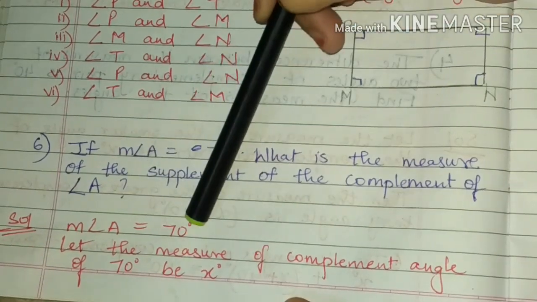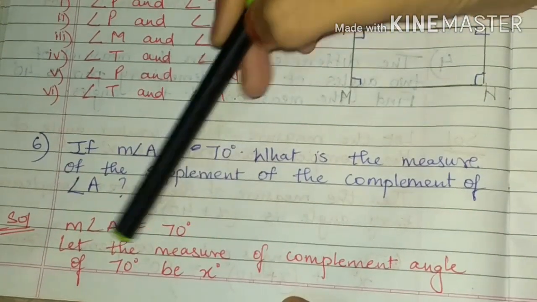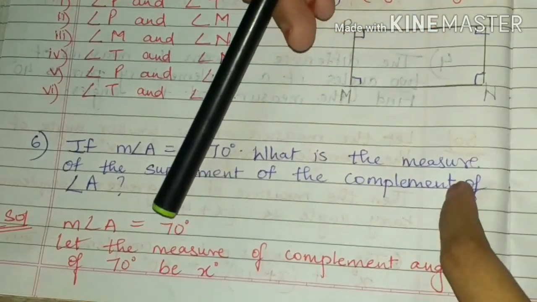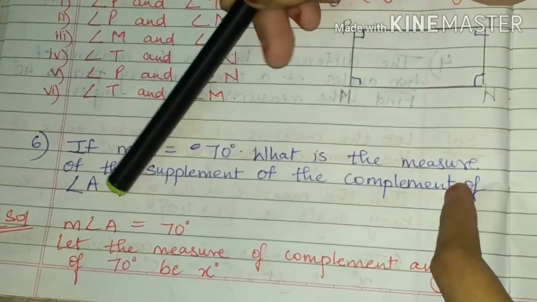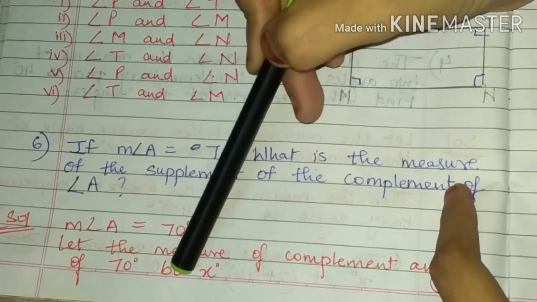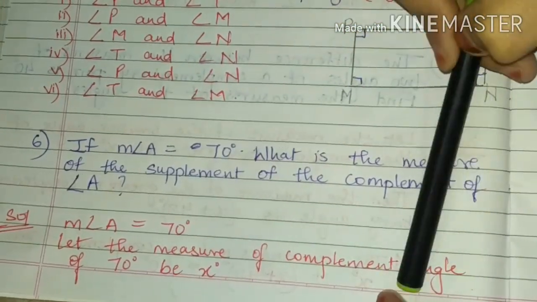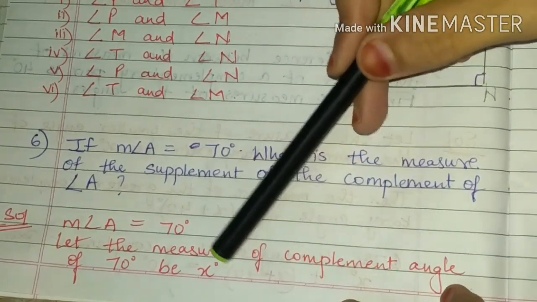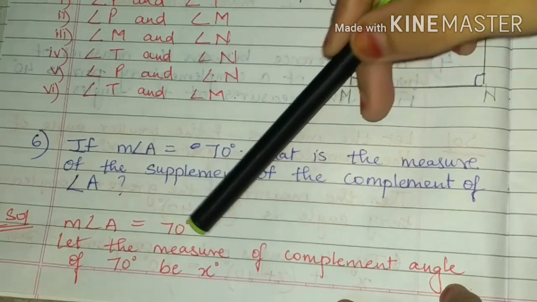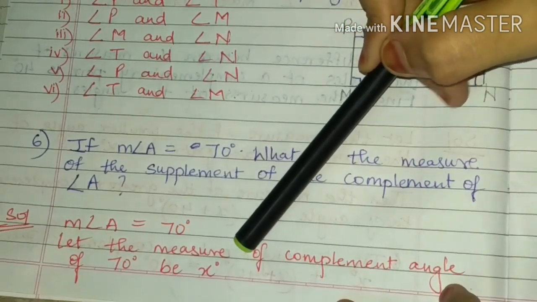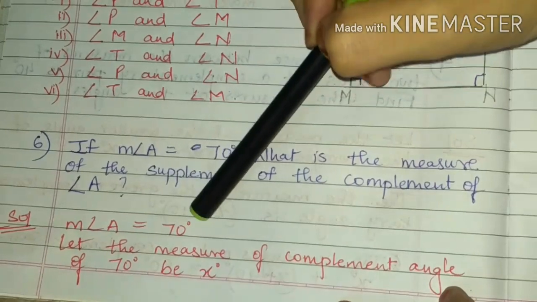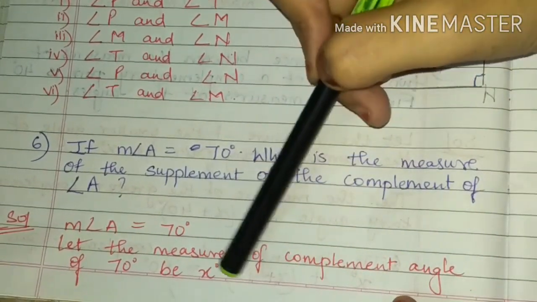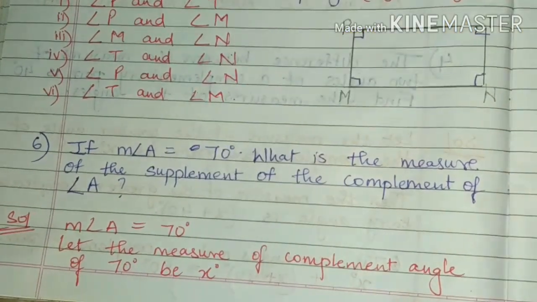Measure of angle A equals 70 degrees. Then let the measure of the complement angle of angle A, that is 70, be x degrees. So we are taking the other angle with which the addition of the measure of angle A turns out to be 90. See, measure of angle A is 70 degrees. Let the other angle which makes a complementary pair with angle A be x degrees.